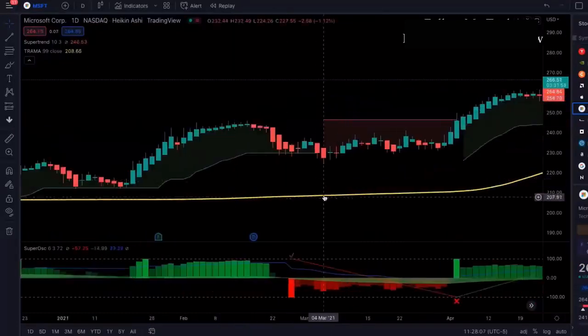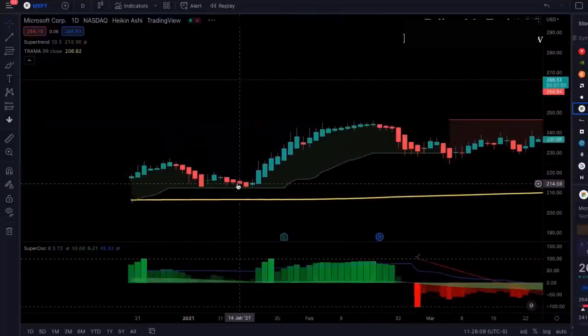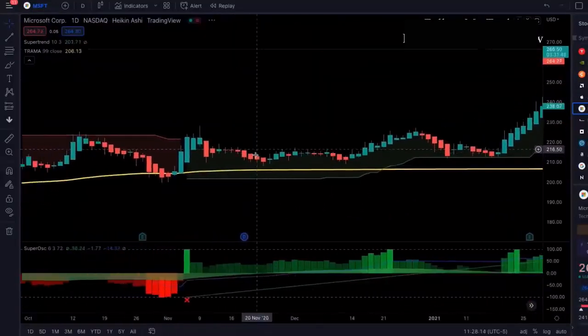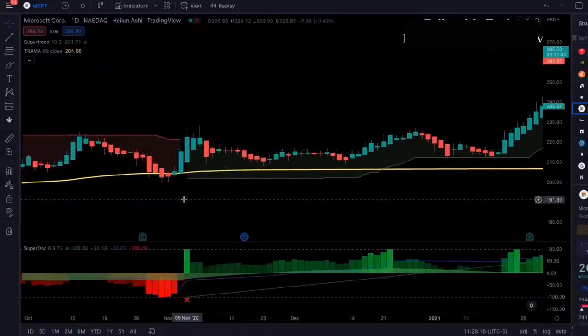Again, we wouldn't get into the trade here. Price action's above, this is a sell. Let's keep looking until we find one. All right, so here's an example.